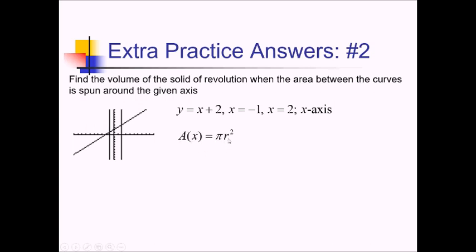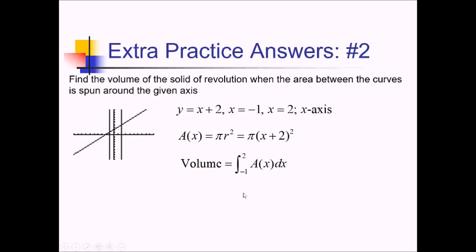And now the radius, that's just going to be the distance between the outer edge of that region to the axis of revolution. So that's just the function x plus 2 minus, well, 0. So just x plus 2 then. So that's going to be pi times (x plus 2) squared. And in general, to get the volume, we're going to have to do the integral now from -1 to 2 of this A of x dx that we just came up with.